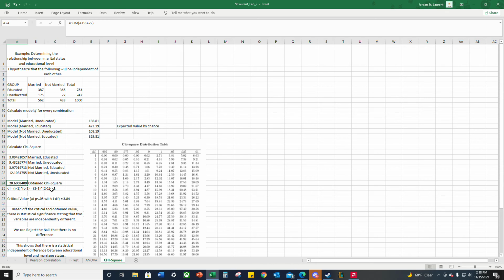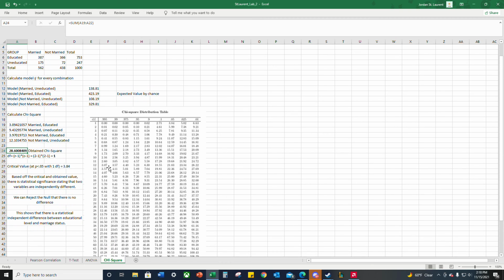Our degrees of freedom come from the initial groups. So there are two groups of two variables. So 2 minus 1 for both sets would be 1. So the degrees of freedom here is 1. This would give us a critical value of 3.84. Based on all of that data, our obtained chi-square is far greater than 3.84. So based off of these data, we can make an assumption that there's a statistical significance between the two variables and that they are not independent, meaning we can reject the null that there is no difference between the set groups.